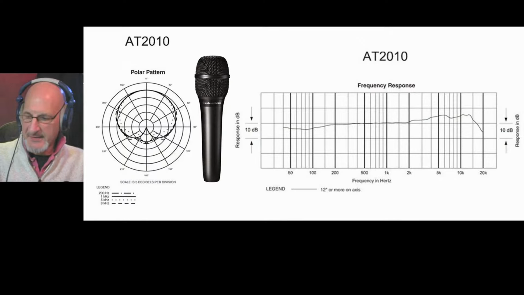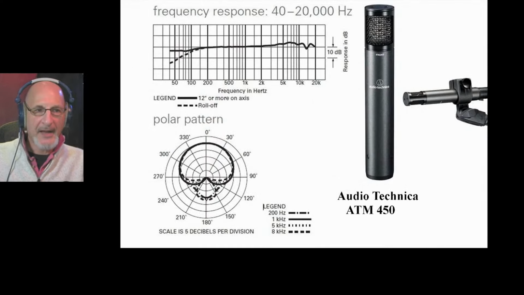The next one is interesting. This is an Audio-Technica ATM 450. It's a small diaphragm side address microphone, and super sibilant, because of its rising high end. It goes up at 14K and then again at 17K. And so these are often used as overhead mics over drums for cymbals and such, and that's why it sounds so sibilant.